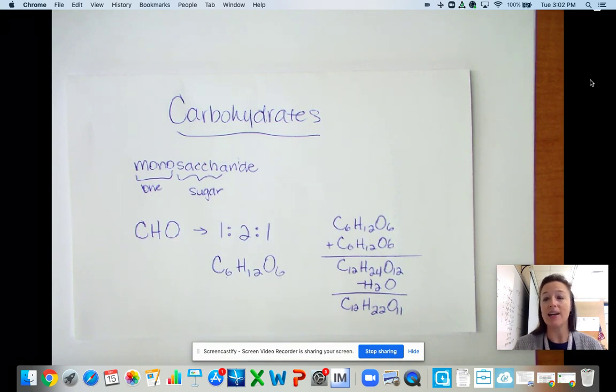So if you're going on a big hike or any kind of physical exertion the next day, it's always a good idea to carb load the night before. And that's carbohydrates in a nutshell.